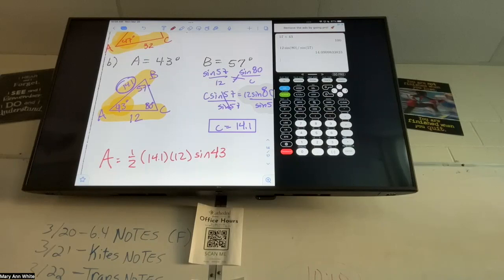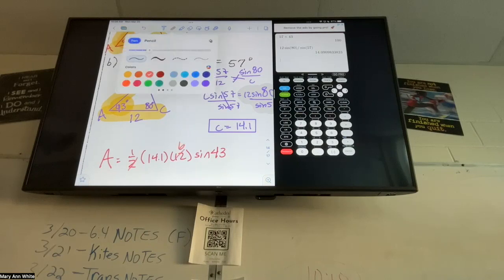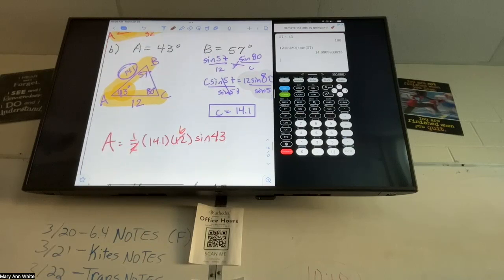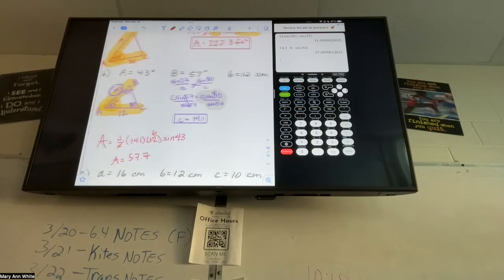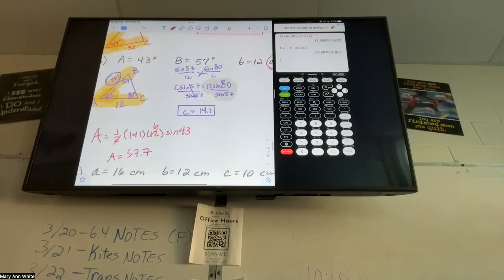Again, that 1/2 only goes to one of those numbers, so I'm gonna do 1/2 of 12 because I know what that is off the top of my head. That becomes 6. And then I'm gonna literally just put in my calculator 14.1 times 6 times sine of 43. And I get 57.7. Now the difference is my unit is now in centimeters, so I'm gonna say that's centimeters squared.